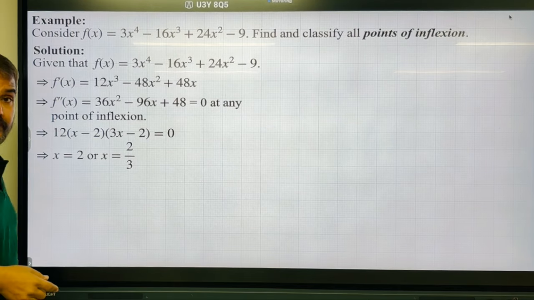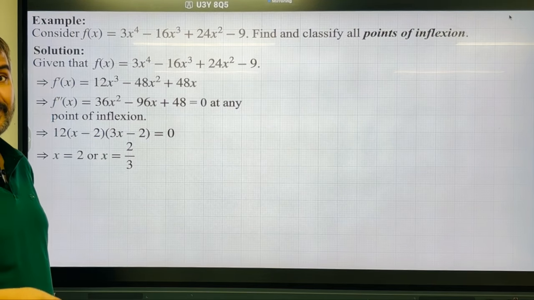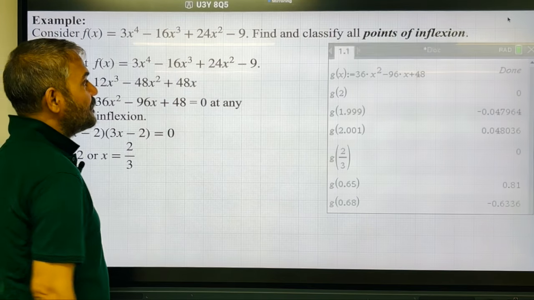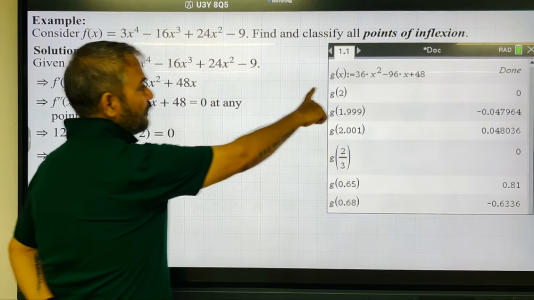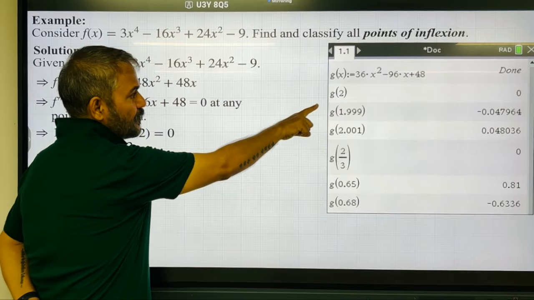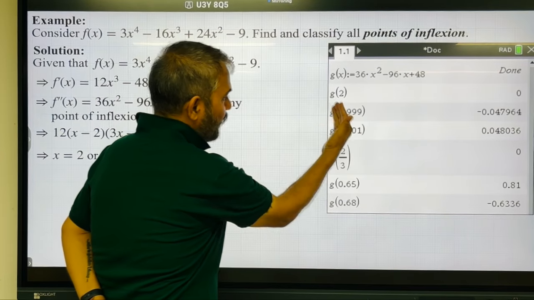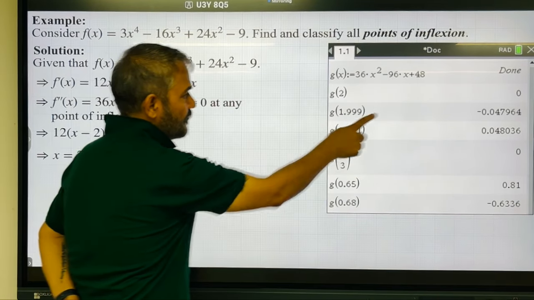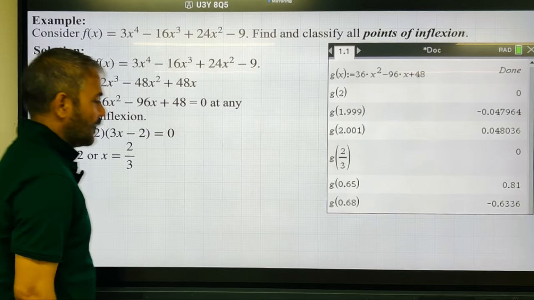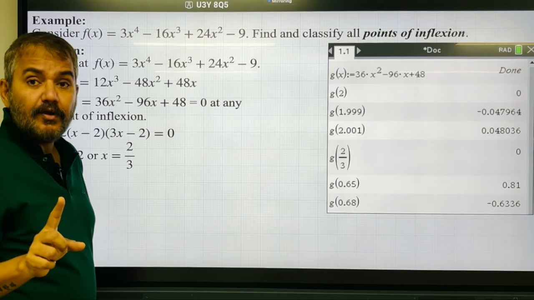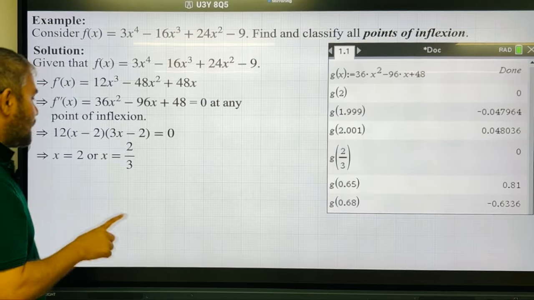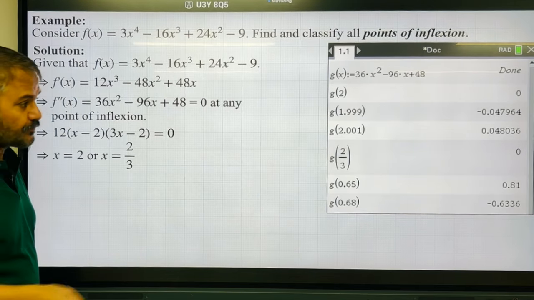You can do it with the help of a calculator, and if you use TI Inspire, it's so easy. In TI Inspire, first define your function, then check the value at 2, it is 0. At 1.99, on the left hand side, it's negative, on the right hand side it's positive. So the concavity of the function changes at x is equal to 2.